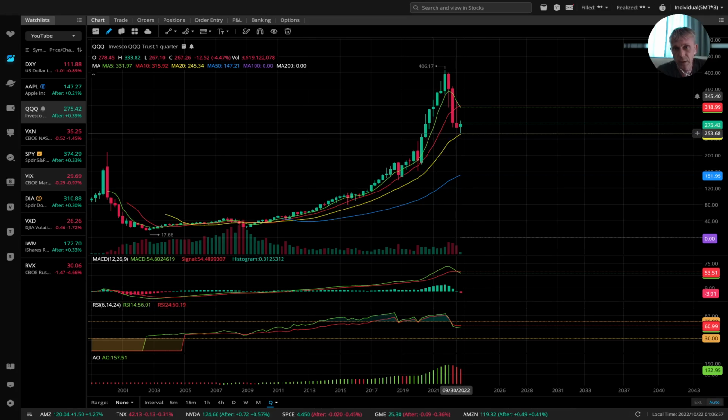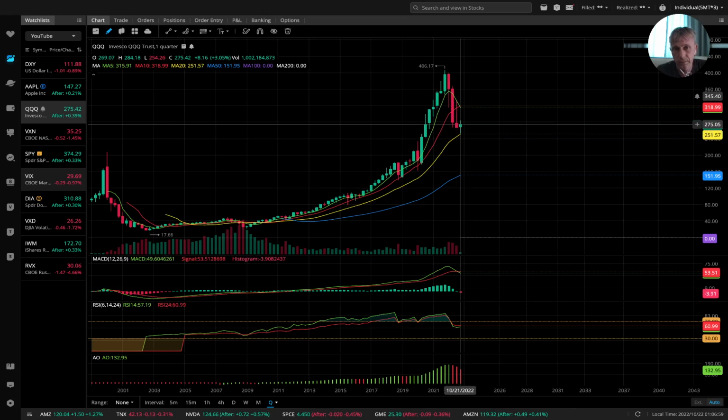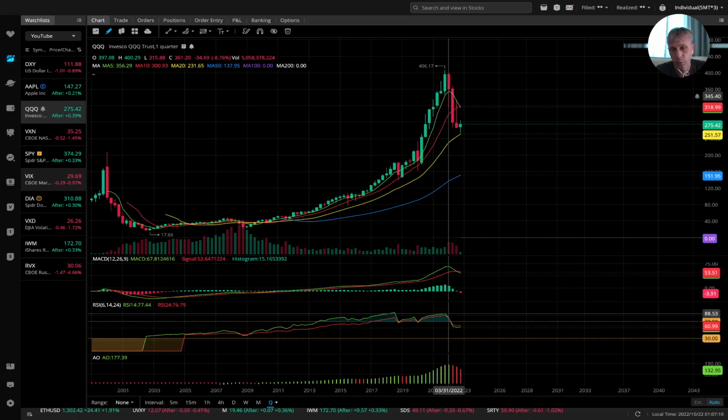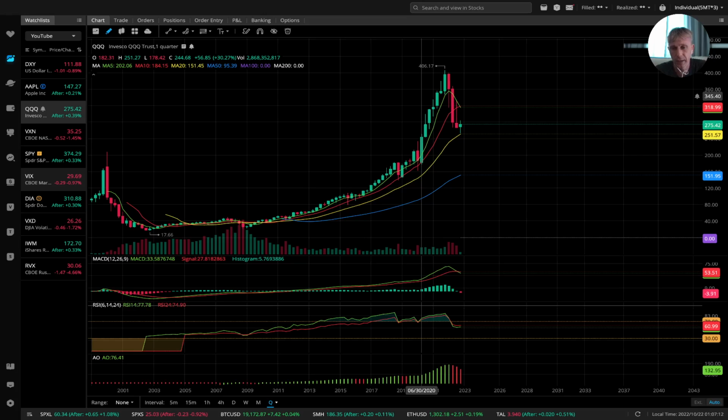It touched MA20 and bounced from MA20. MACD did bearish crossover. Bearish trend quarterly. Qs in bearish trend.